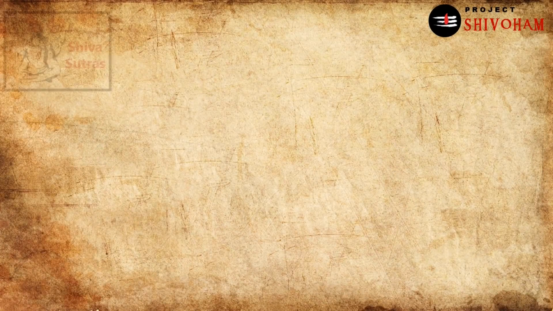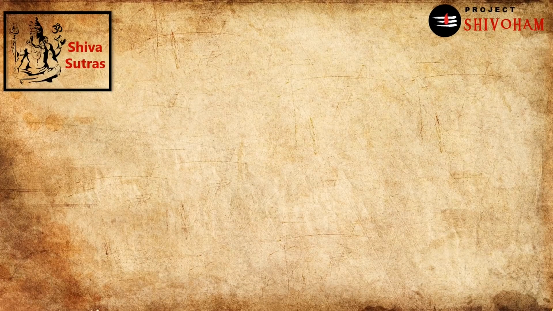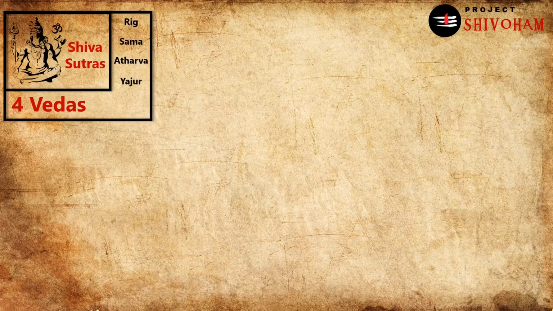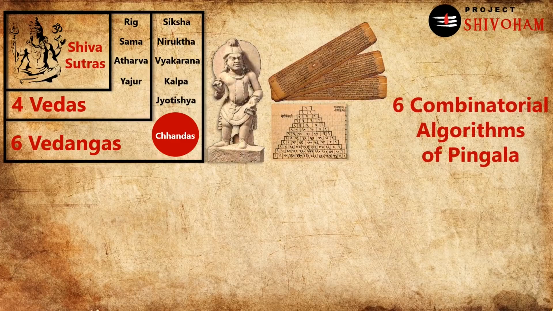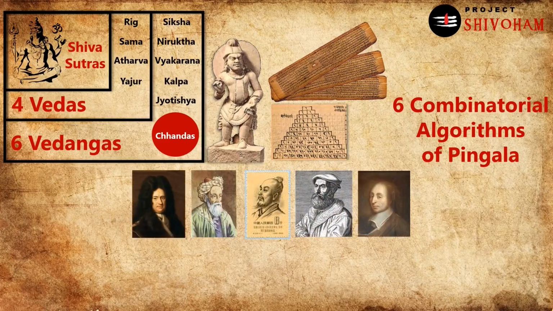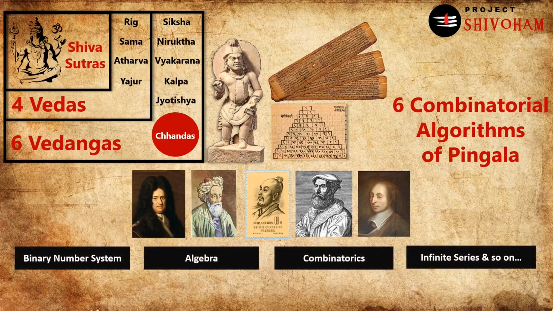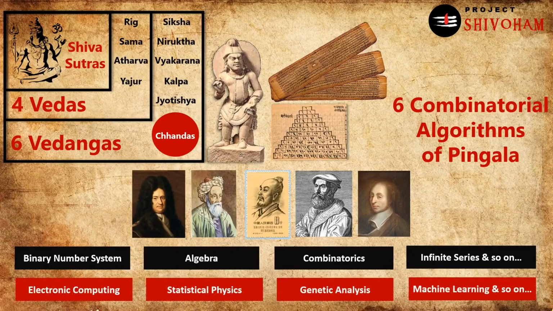If we roll all the way back to the Shiva Sutras, that's where we started. The Shiva Sutras gave birth to the 4 Vedas: Rig Veda, Sama Veda, Atharvana Veda and Yajur Veda. And these 4 Vedas are accompanied by 6 Vedangas: Siksha, Nirukta, Vyakarana, Kalpa, Jyotisha and Chandas, written by Pingalacharya, in which he gave 6 combinatorial algorithms, of which we could cover only 2. A couple of these were translated by different mathematicians across the globe, which gave rise to the binary number system, algebra, combinatorics, infinite series and so on, and has applications in the fields of electronic computing, statistical physics, genetic analysis, machine learning and so on.